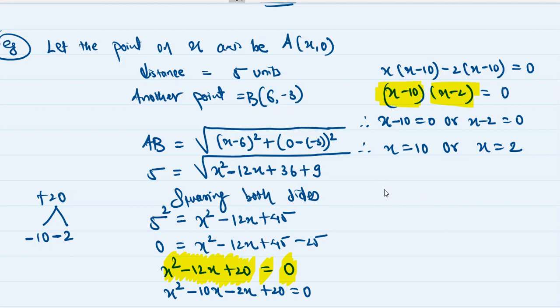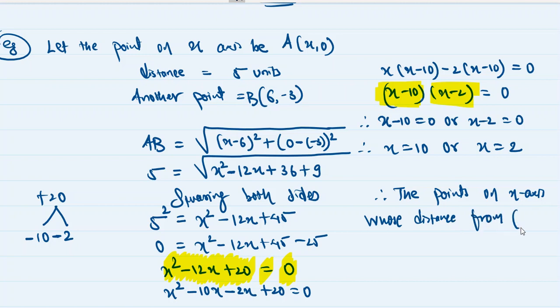Okay, so how do you write your final answer? Therefore, the points on x-axis whose distance from 6 comma minus 3 is 5 units are 10 comma 0 and 2 comma 0. There are 2 points on x-axis whose distance from 6 comma minus 3 is 5 units. These 2 points are 10 comma 0 and 2 comma 0.